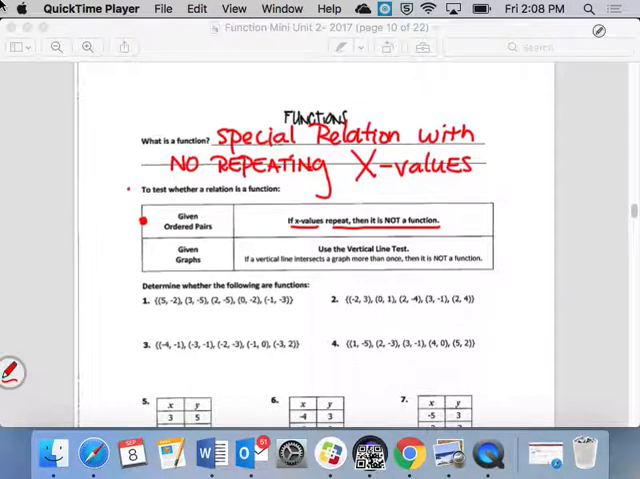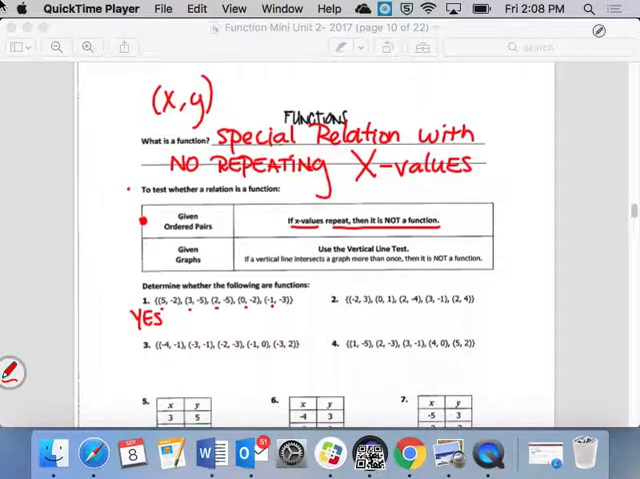When I analyze ordered pairs, I'm just looking at the x-coordinate. And remember the ordered pair, x comes first. So I'm just looking at the domain members, the x members. So I've got 5, 3, 2, 0, and -1. I have no repeating x's, so I would say that yes, number 1 does represent a function.